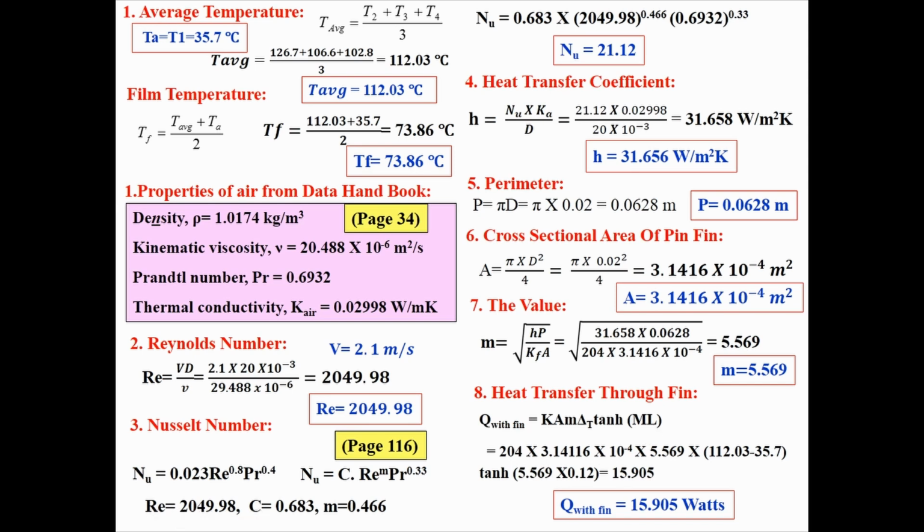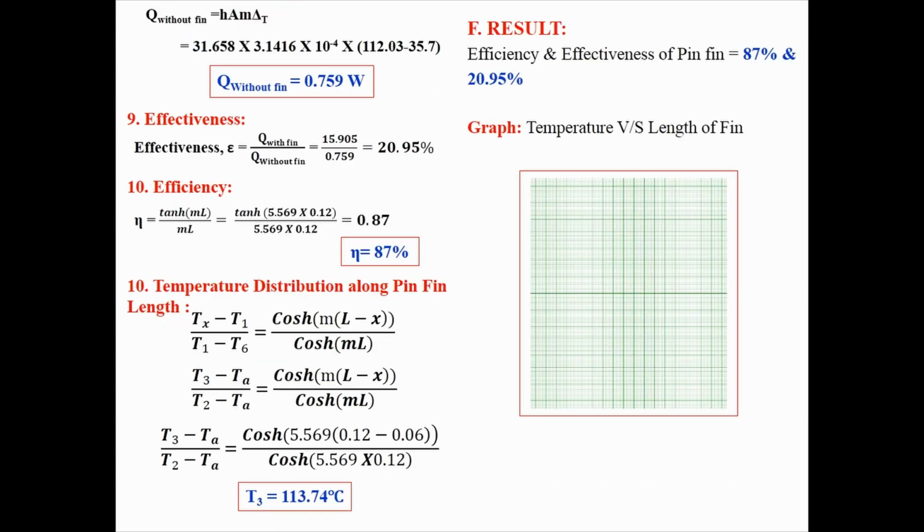The length of the given fin is 120 mm. Convert that 120 mm into meters, then it becomes 0.12. Now do the calculation and simplify it. You will get heat transfer with fin equal to 15.905 watts. After this, you can calculate heat transfer without fin.